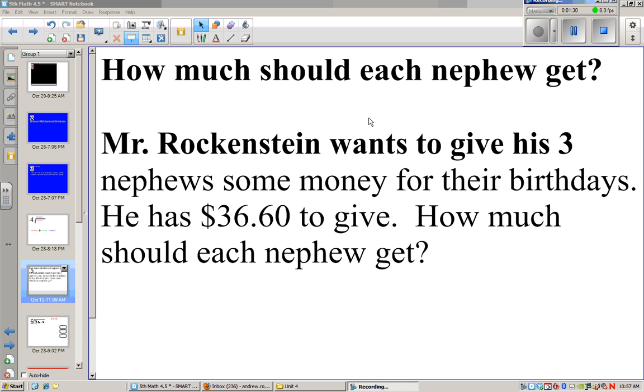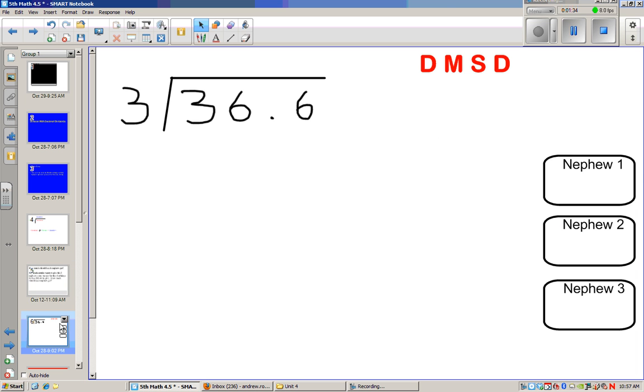All right, so you've had a chance to do this problem on your own. And now I'm going to show you how I would do this problem. So I would set it up as a long division problem where my divisor is 3. That's how many groups I'm going to have. And those 3 groups are those 3 nephews. So nephew 1, nephew 2, nephew 3. And what I'm trying to figure out, my quotient, is going to be how much money each of those 3 nephews is going to get. It needs to be an equal amount.